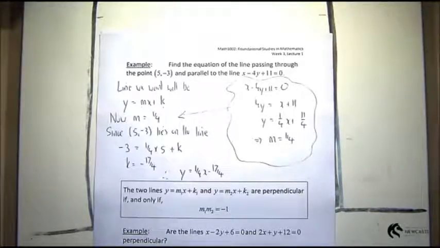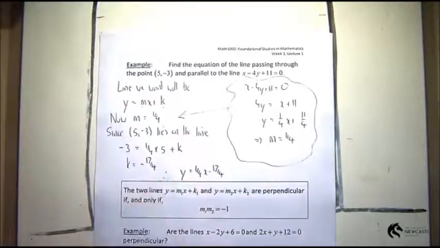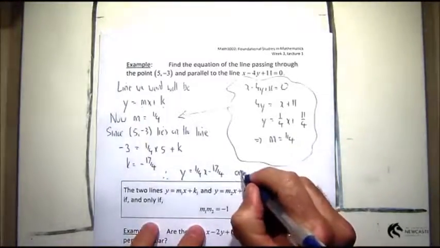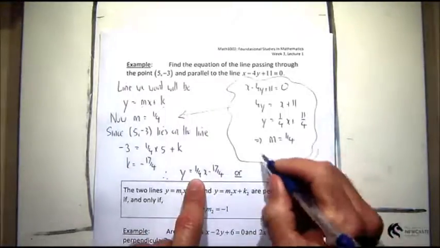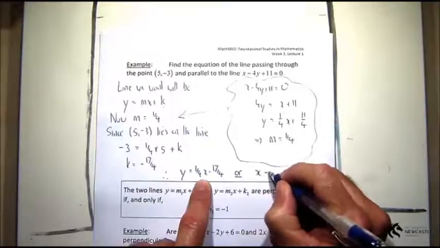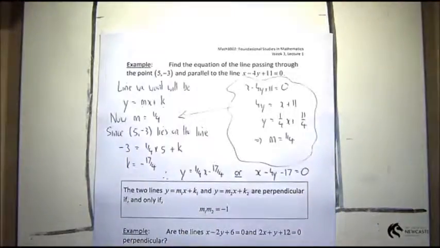And just check. When I put x equal to 5, that's 5 on 4. 5 on 4 minus 17 on 4 is minus 12 on 4, which is indeed minus 3. So it's got the right point lying on it. Now, just out of interest's sake here, I could write this in general form. So if I multiply through by 4 and get everything onto the left-hand side, I will have x minus 4y minus 17 is equal to 0. There it is in general form.